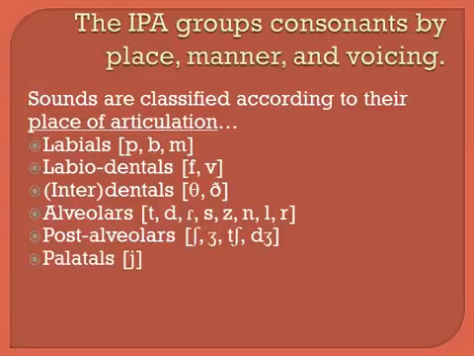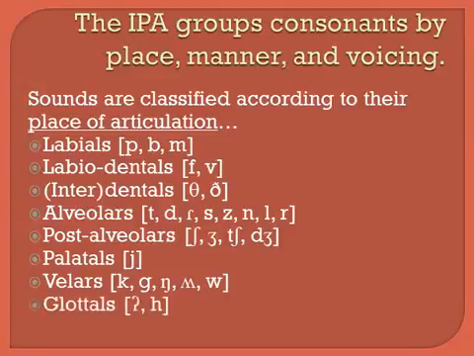The sound y is what's called a glide, and it starts at the very top of the mouth, the palate, and so it's called a palatal sound. And then sounds that are in the back of the mouth near the velum are called velars: k, g, ng, and then the voiceless w, and then w. And then finally, there are the sounds that are made with the glottis: the glottal stop we talked about, which is kind of like the hiccup in your throat, and then the sound h, which is made just by passing air through the throat.